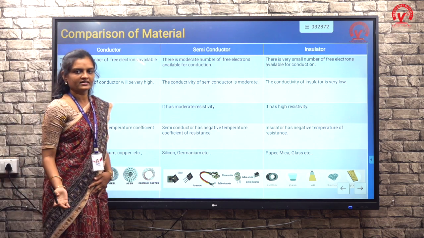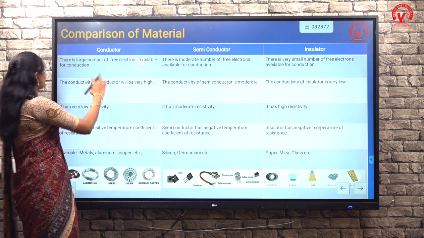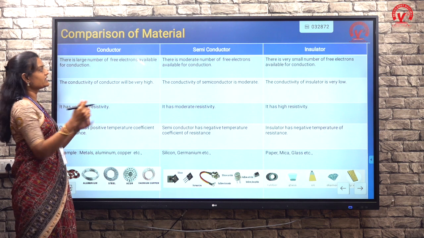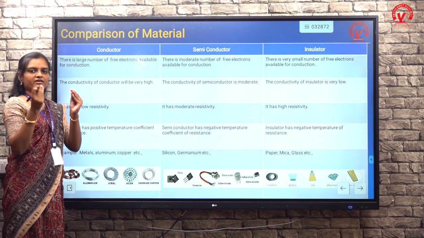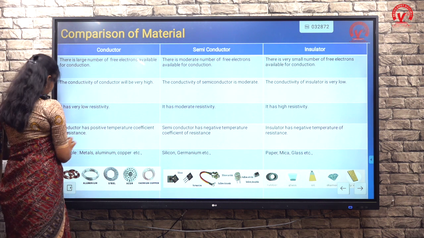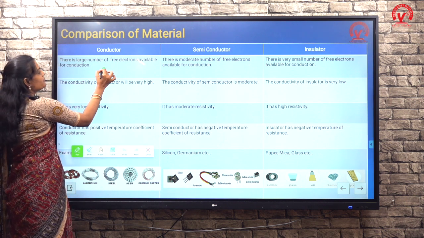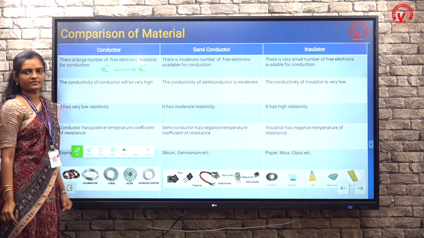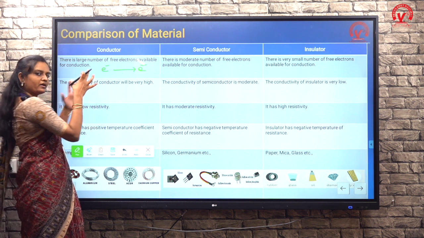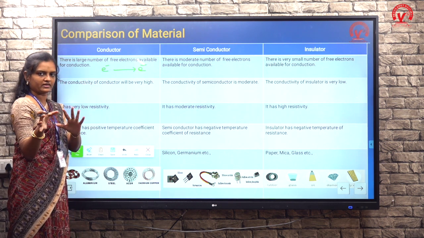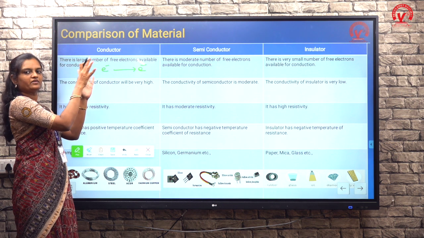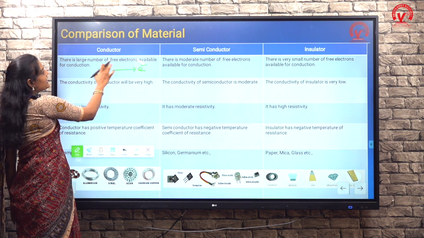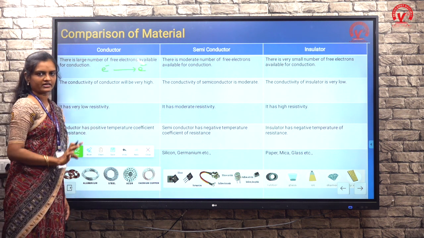What is meant by conductor? We know that in a conductor there are a large number of free electrons. What is meant by free electrons? Conductor means if an electron moves from one place to another place, the material becomes a conducting material. If a number of electrons are moving from one place to another, conductivity of the material takes place. In the conductor, a large number of free electrons are available for conduction.